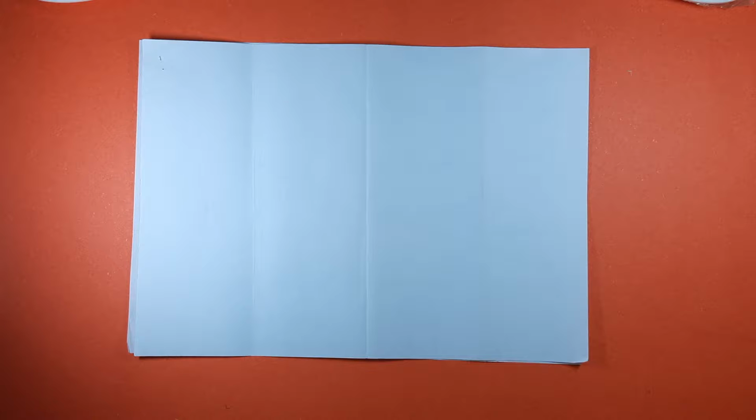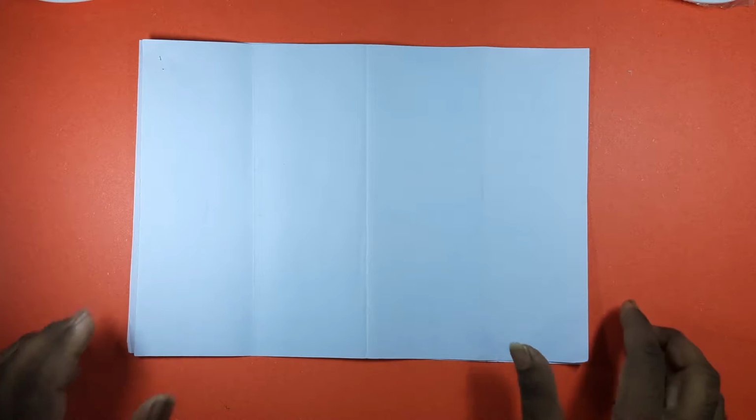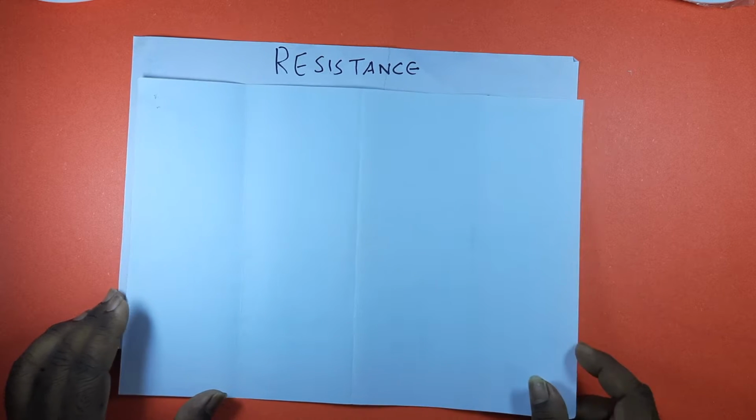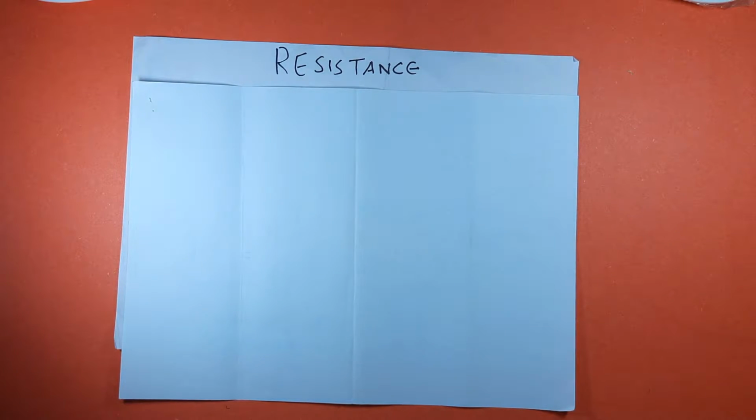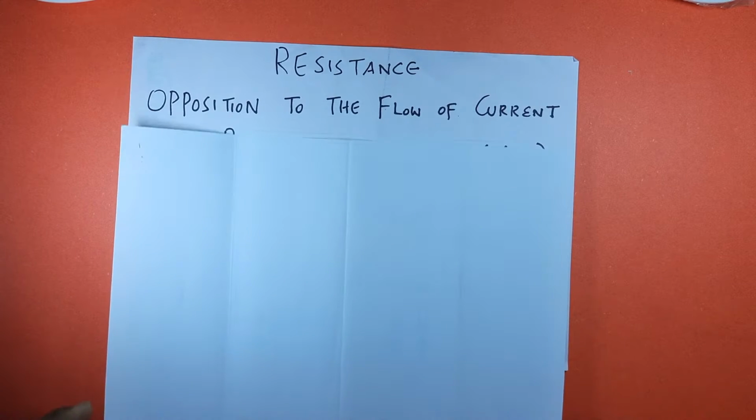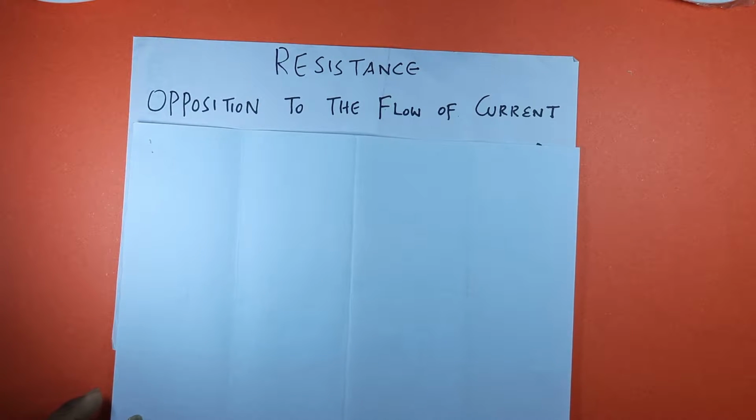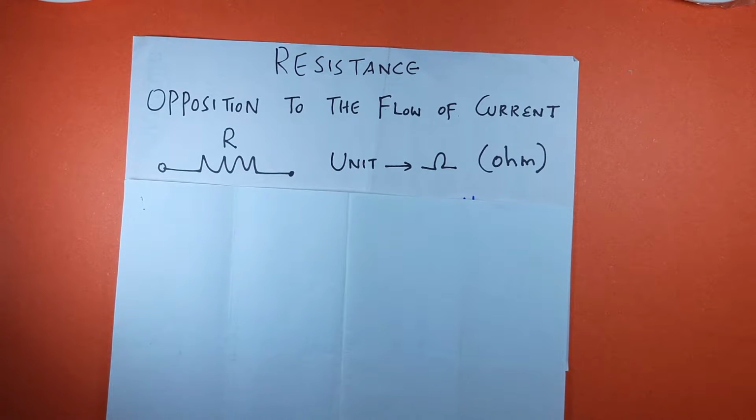So now we are going to discuss resistance. So what is resistance? Resistance is the opposition to the flow of current in a circuit. So the symbol for resistance is this. This is the symbol, and the unit of resistance is ohm.